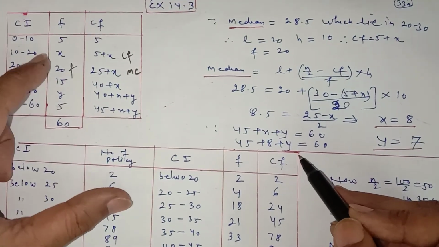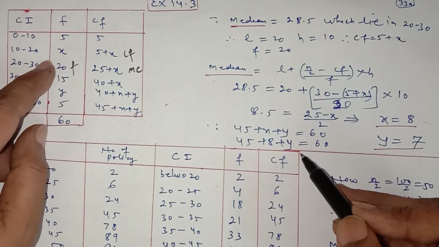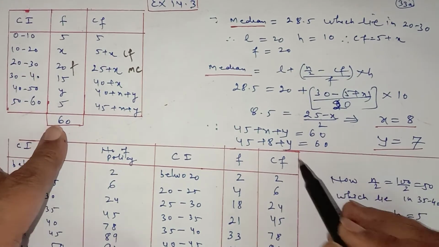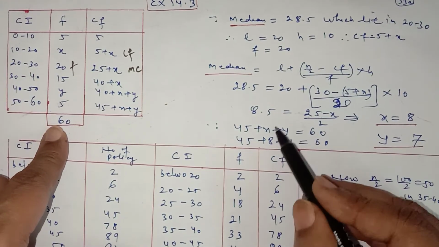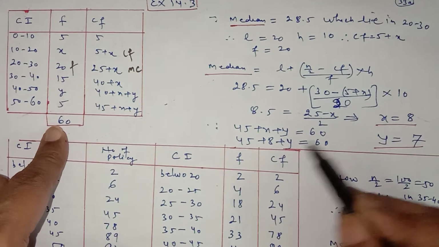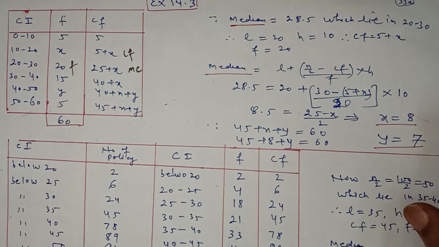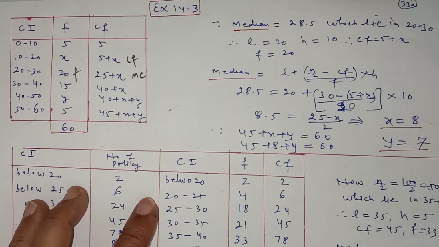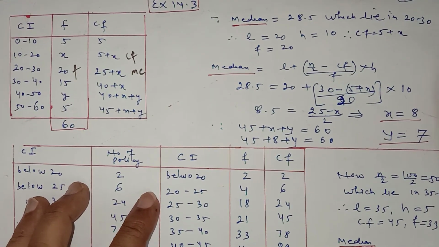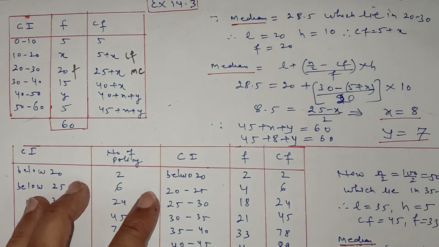Now this all is equal to 60: 5 plus x plus 20 plus 15 plus y plus 5 is equal to 60. We know the value of x as 8. Put the value of x as 8, you will get the value of y as 7. So this is how you can obtain the two unknown frequencies when the median is given. We'll discuss the remaining questions in the next lecture. Thank you.